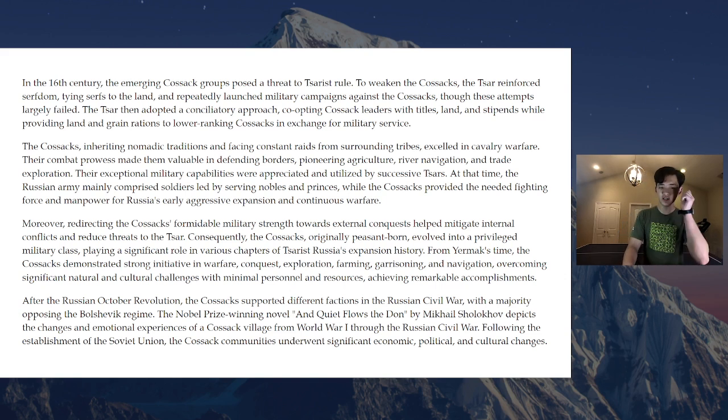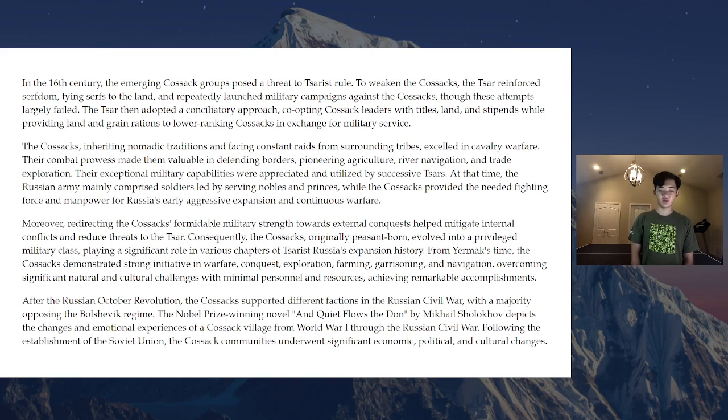In the 16th century, the emerging Cossack groups posed a threat to Tsarist rule. To weaken the Cossacks, the Tsar reinforced serfdom, tying serfs to the land, and repeatedly launched military campaigns against the Cossacks, though these attempts largely failed. The Cossacks, inheriting nomadic traditions and facing constant raids from surrounding tribes, excelled in cavalry warfare, and their combat prowess made them valuable in defending borders, pioneering agriculture, river navigation, and trade exploration.